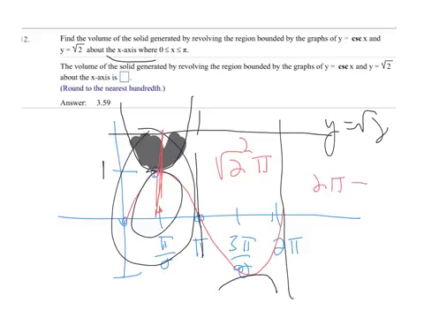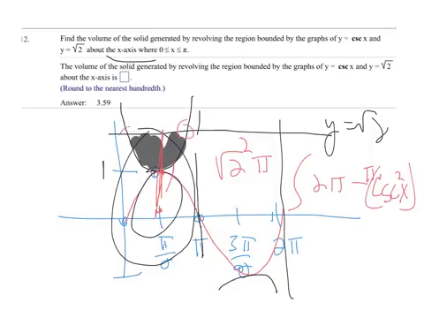Minus the inside radius. Well, the inside radius is the cosecant graph. So minus cosecant squared times pi. And we're going to integrate that from the bounds.